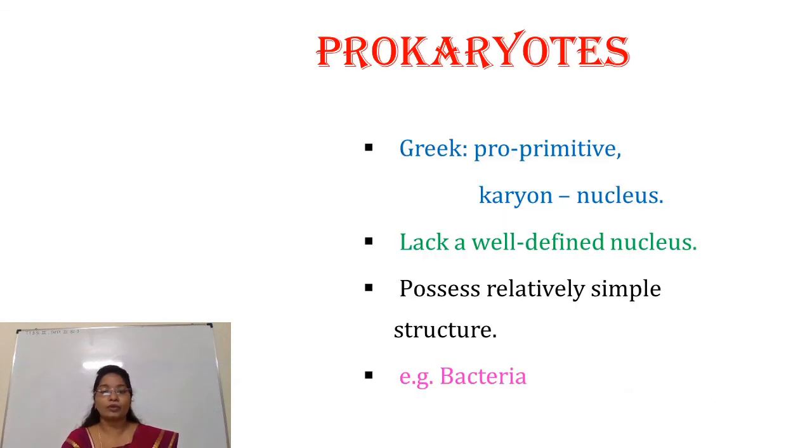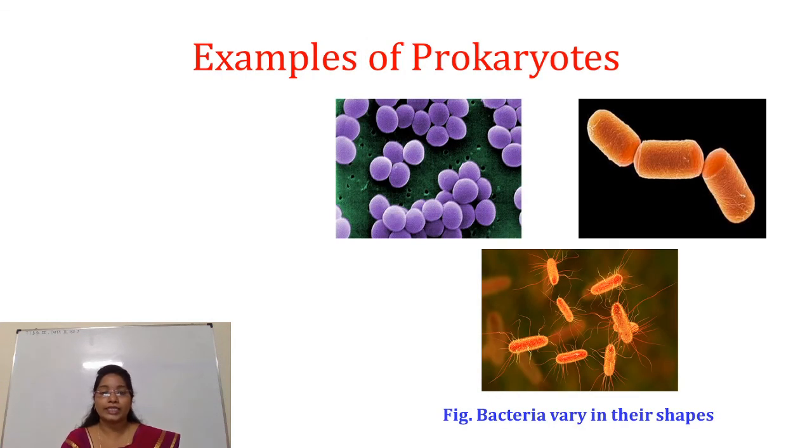Okay. Prokaryotes, as I recently said, pro means primitive and karyon means nucleus. One of the important features of prokaryotes is they lack a well-defined nucleus and they possess a relatively simple structure as compared to eukaryotes. Okay? Example is bacteria. These are certain examples of prokaryotes. These are cocci, these are bacilli, and these are flagellated bacteria. So, bacteria vary in their size and shapes.